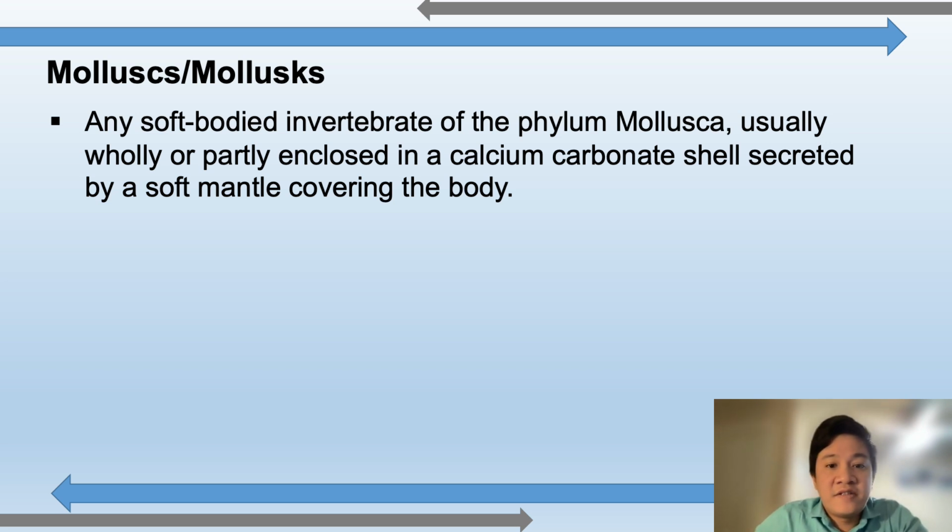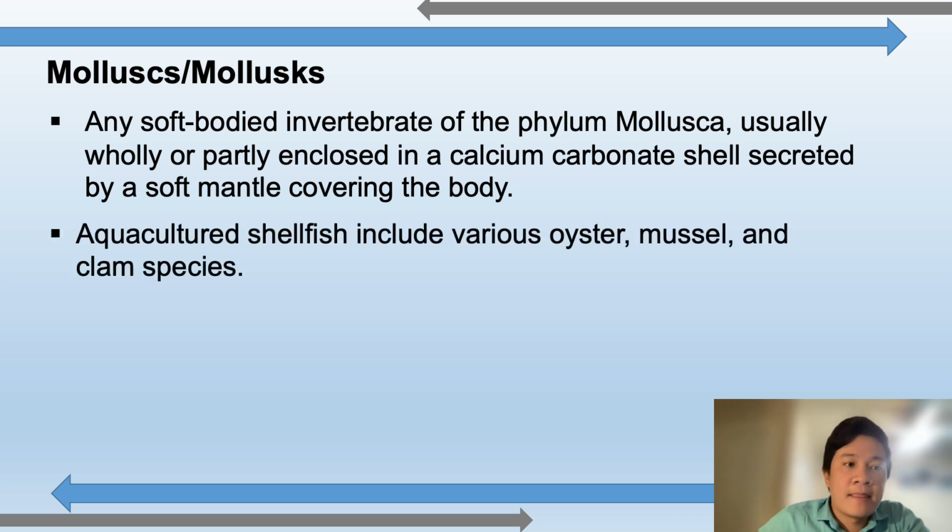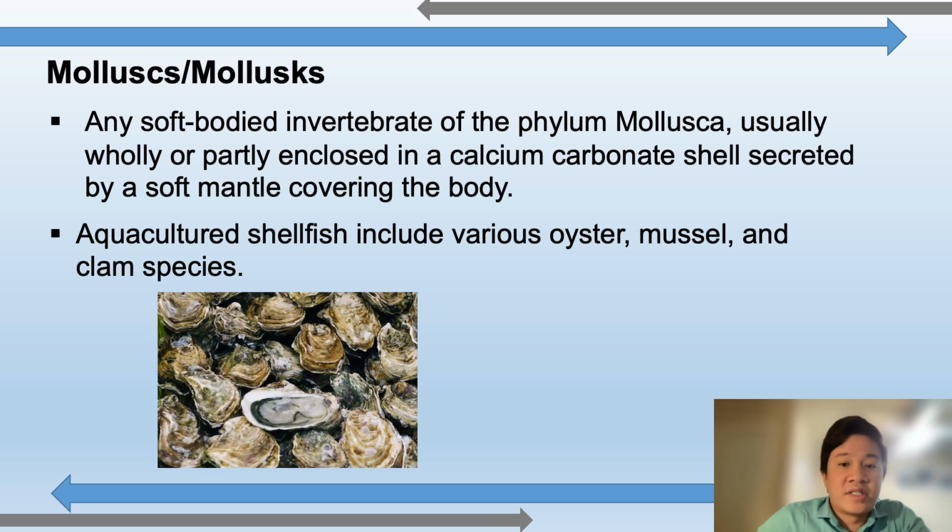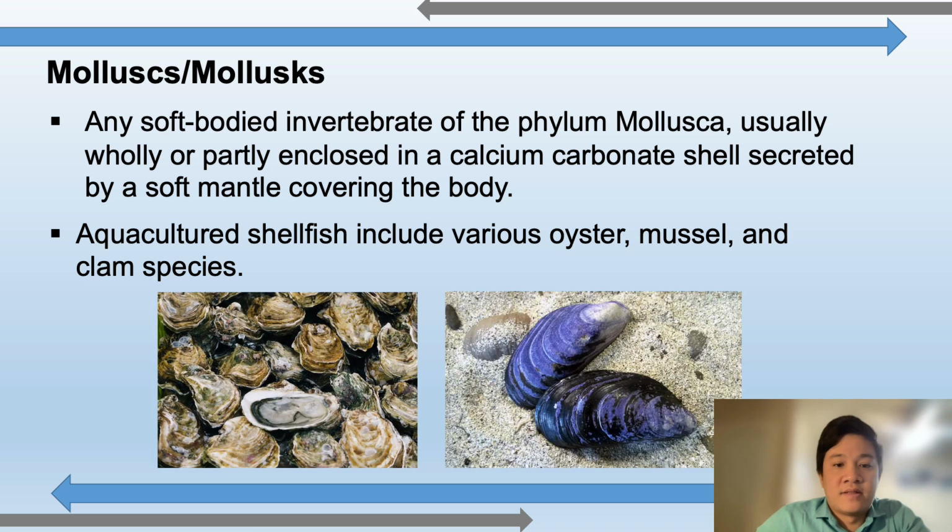They are filter feeders, in which they contribute to purifying water by removing sediments and unwanted nutrients. Most cultured molluscan species are bivalves, or those species having two connected shells. Aquaculture shellfish includes various oysters, mussels, and other clam species.